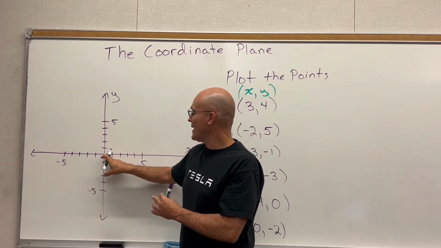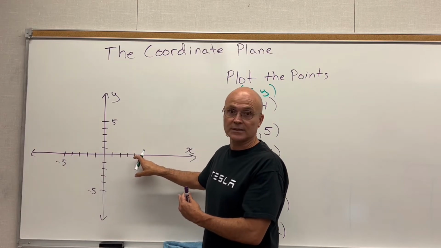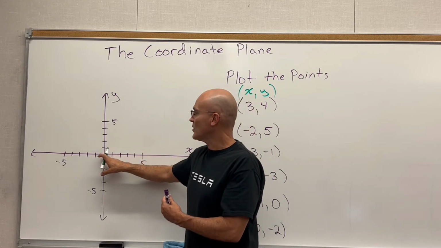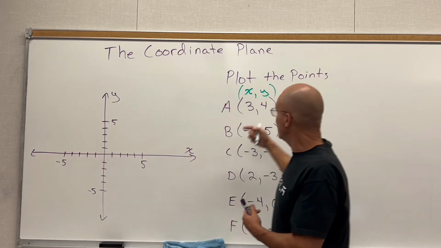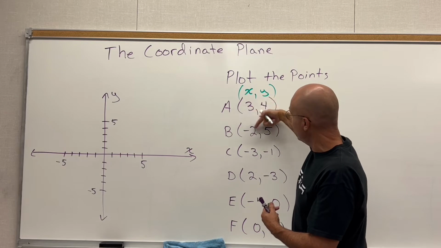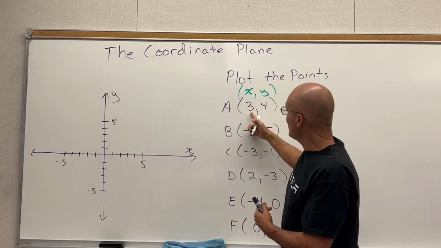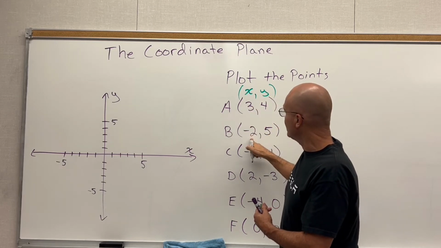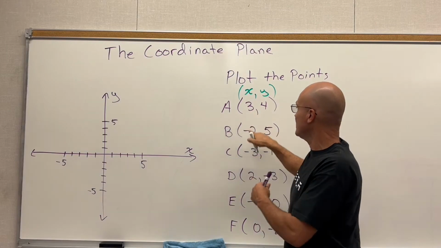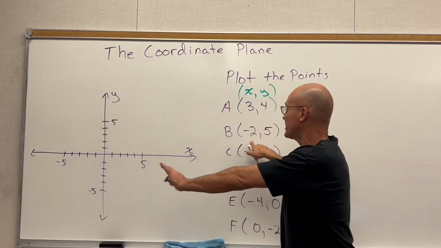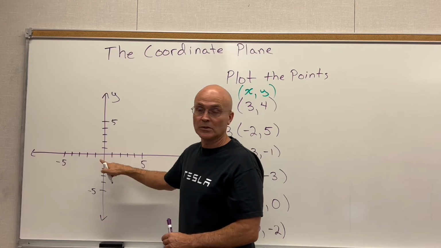If your x is positive, you're going to move to the right. If your x is negative, you're going to move to the left. And I have some x's that are positive and some x's that are negative. So these guys always move right or left. The 3 means move to the right 3. The negative 2 means to move to the left 2. Always starting from the middle.